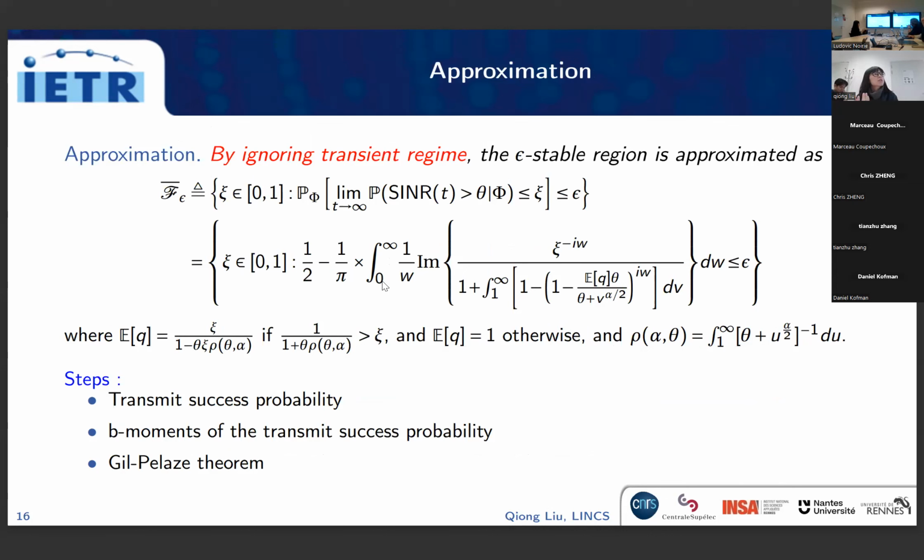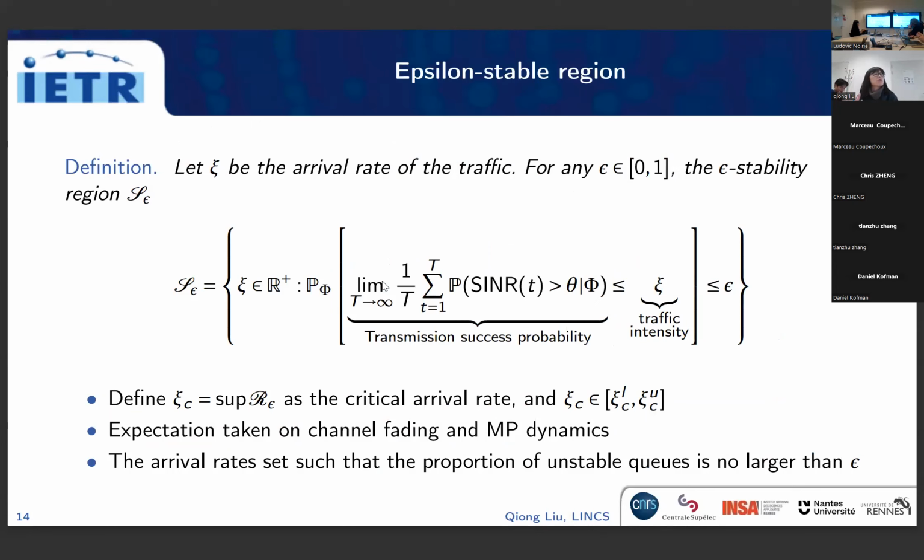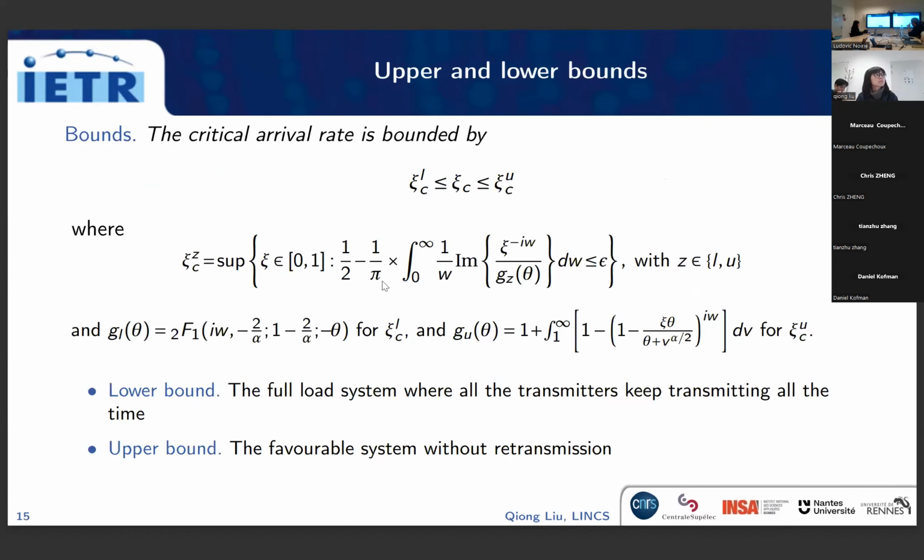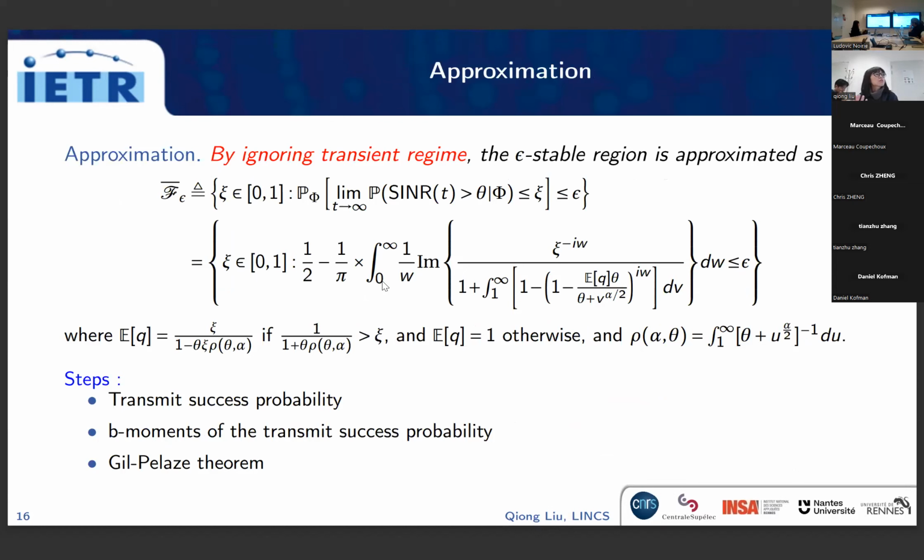Another point, we give an approximation of this epsilon-stable region, since it is very difficult to have the original derivation of this definition, because we do not have the expression when the Markov chain is in the transient state. So we ignore the transient state of the Markov chain we modeled before, and the epsilon-stable region can be approximated as the set where the conditional coverage probability is smaller than the arrival rate, and this probability is smaller than a predefined threshold epsilon here.